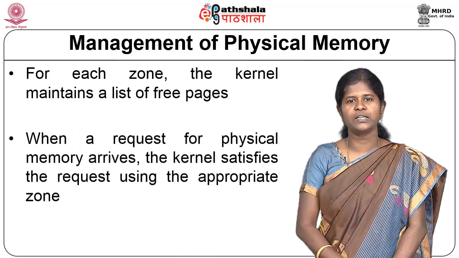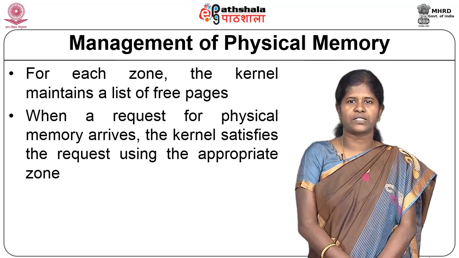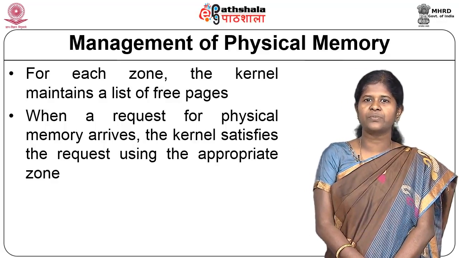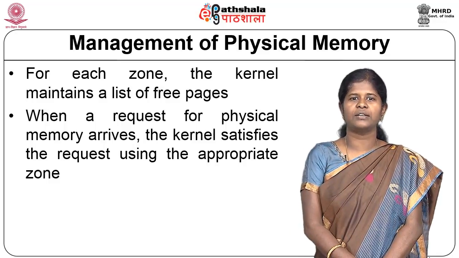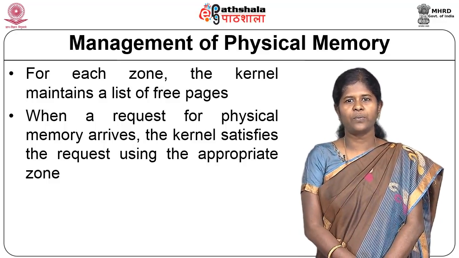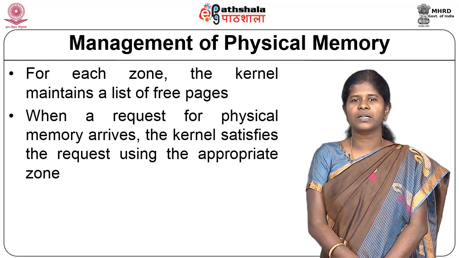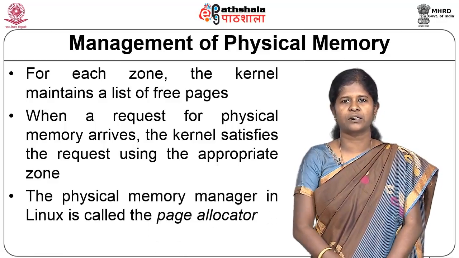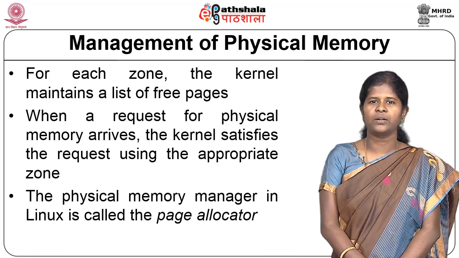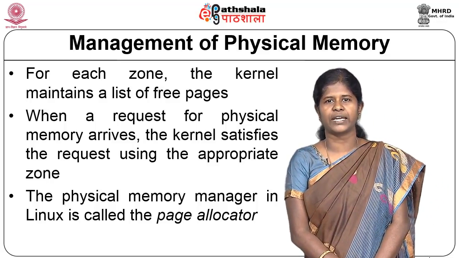Now, each of these zones has got a list of free pages. So, the main memory is divided into zones and each zone has got a list of free pages. So, whenever a request for the physical memory arrives, the kernel will satisfy the request using the appropriate zone. And who does this? This is taken care of by a page allocator.